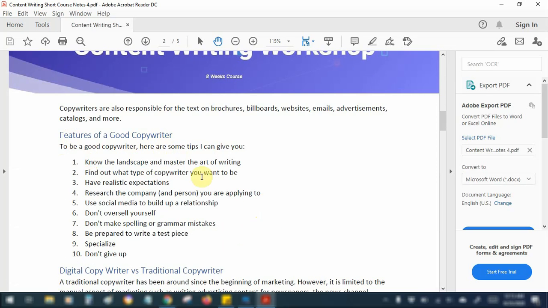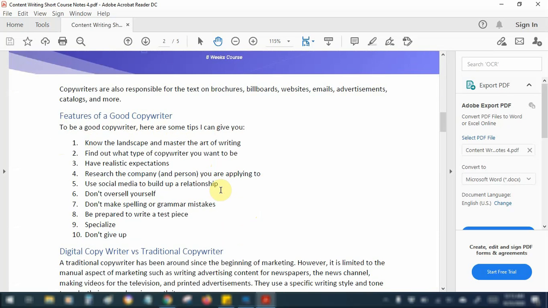Now let's talk about the features of a good copywriter, because as a copywriter there are some things that you will have to master and improve on yourself. So what I can just do is give you some tips that I have. And the first thing I would recommend is knowing your landscape and mastering the art of writing, because as a writer you need to be very clear about what you want to do. If you are promoting something, do not sound confused or lacking in information. Do not be vague, be clear about it, and try to understand what you are promoting. Do your own research on what you are promoting, learn more about it.